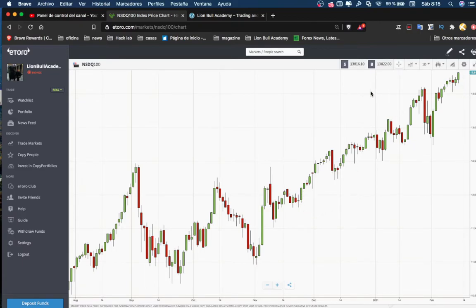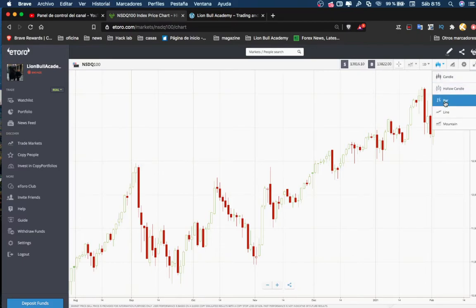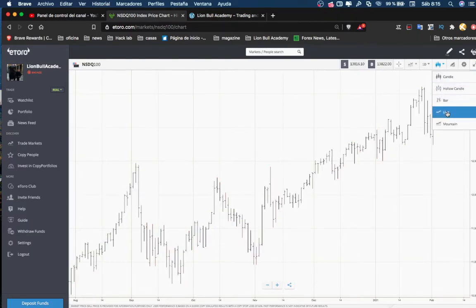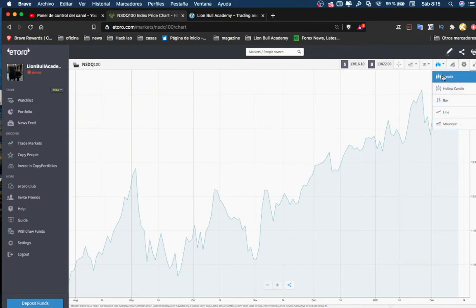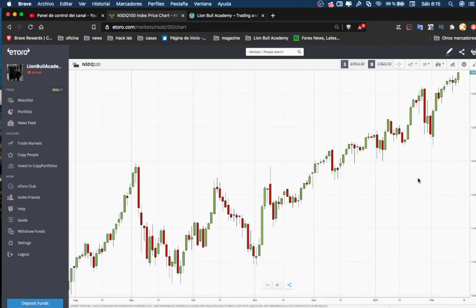Also, there exist many ways to see the chart. We have, for example, the candles, that is what you see right now, the hollow candles, the bar candle, the lines, and the mountain. I recommend using the candles. Why? Because they give very big details about what happened to the price. They show us the entry price, the open price, the close price, the high and the low, and what movement the price was making in a determinate time.